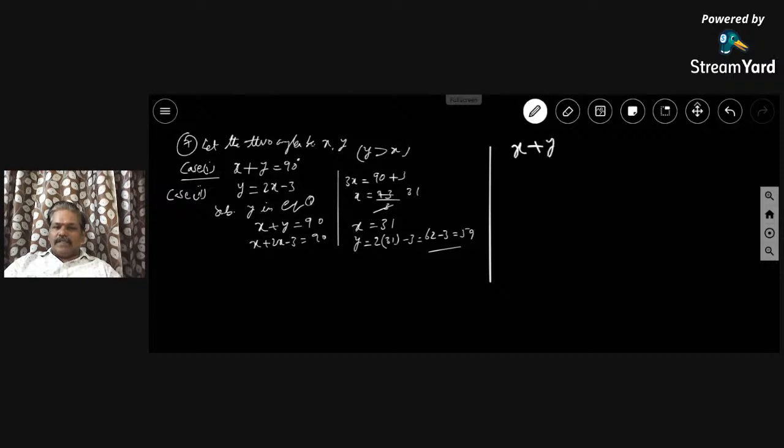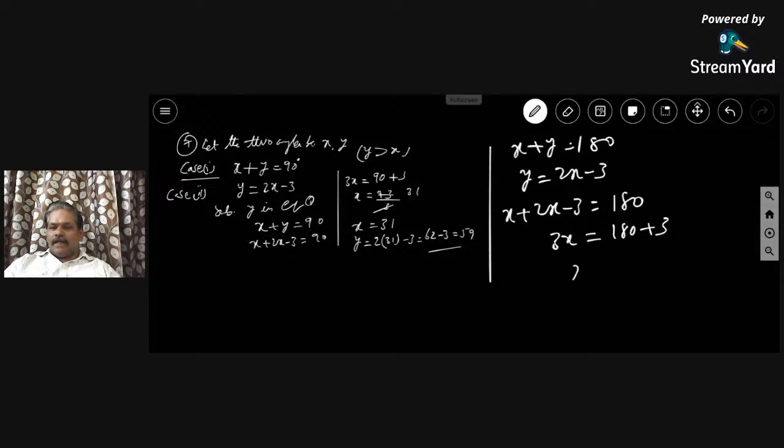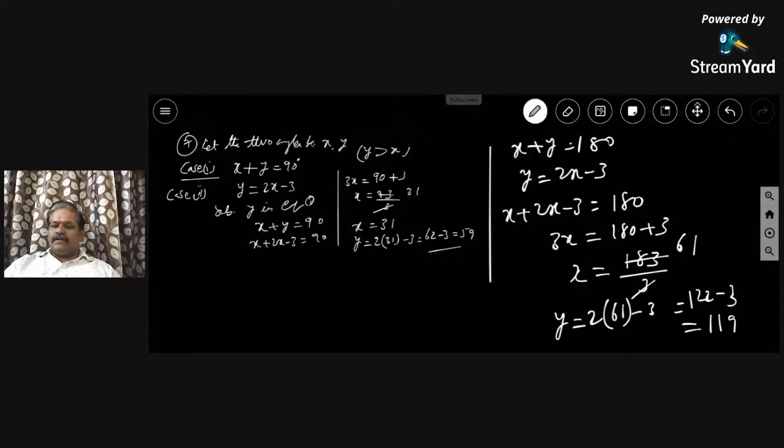That is x plus y is equal to 180, y is equal to 2x minus 3. Substitute now, x plus 2x minus 3 equal to 180. That is 3x is equal to 180 plus 3. x is 183 by 3. 3 6s are 18, 3 ones, so x is 61. So y is equal to 2 times 61 minus 3, that is 122 minus 3, 119. 119 plus 1, 120, plus 60, 180.